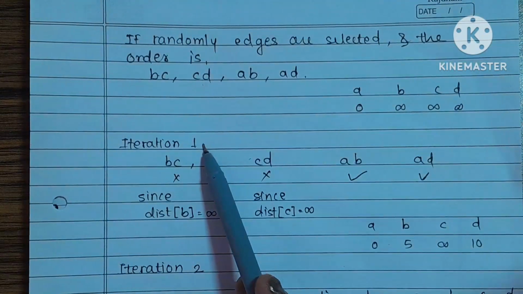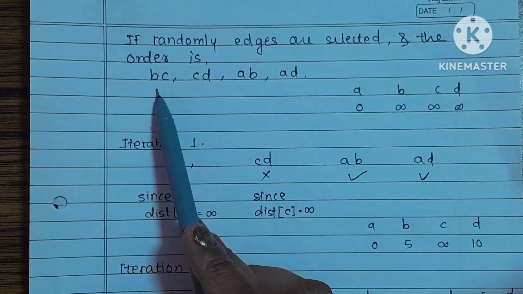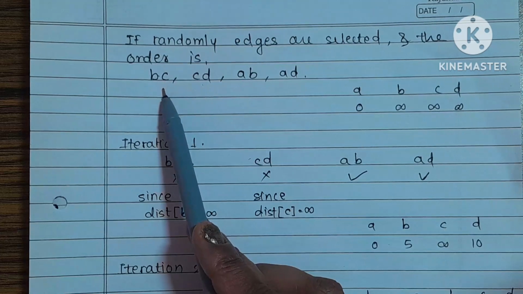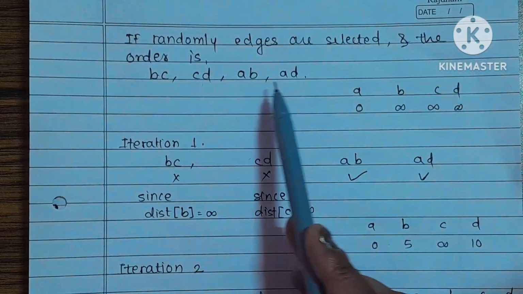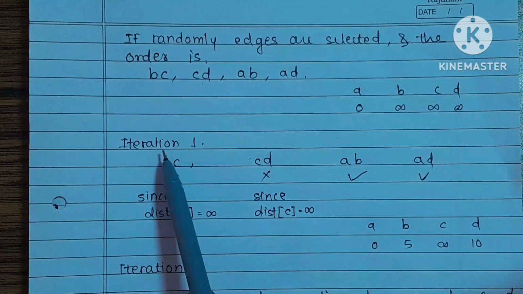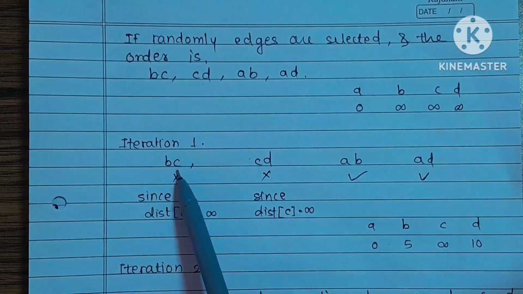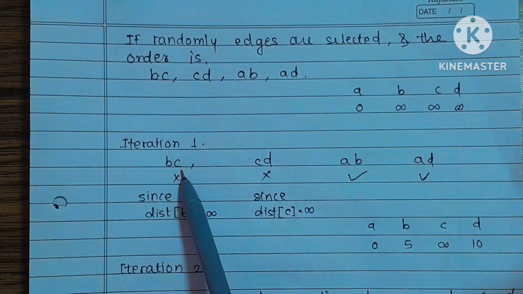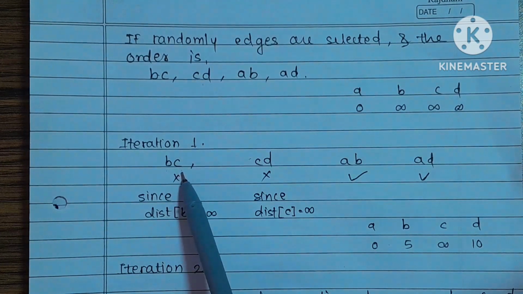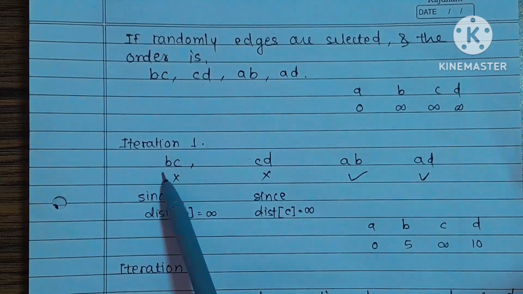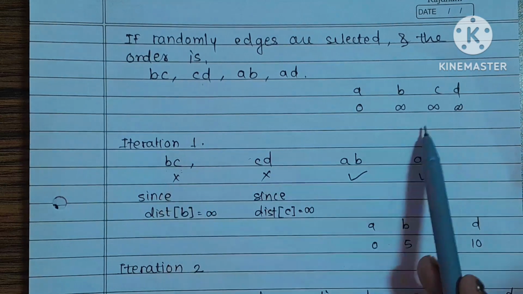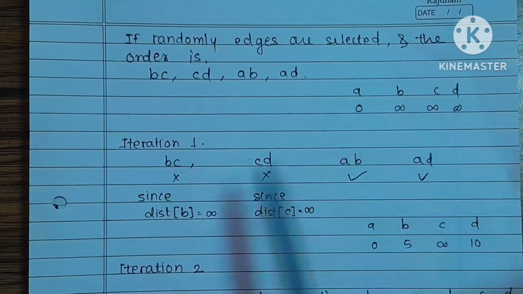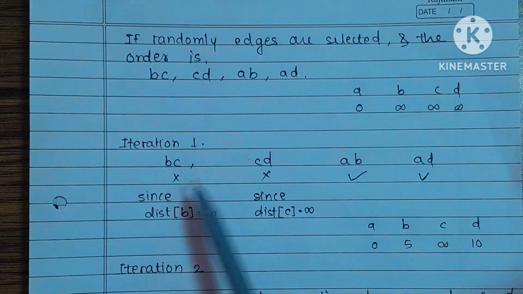With iteration 1, we are going to follow this order. The first edge we consider is BC, second CD, third AB and fourth AD. With the first iteration, the BC edge cannot be considered, because B is the source node and C is the destination node, and in order to update the distance of the destination or V node, the distance of the U node should be known. And here B is infinity, so we cannot consider this edge.